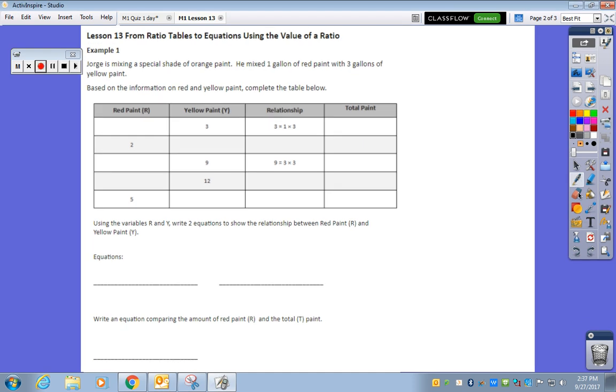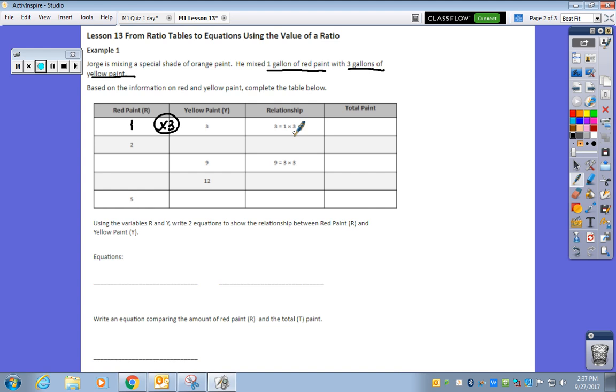So if we read back up into the problem, we see it's 1 gallon of red paint, 3 gallons of yellow paint. So looking at the table, we can see under red paint, we would put 1, since under yellow paint, we have 3. Now the connection here is that to get from red paint to yellow paint, we took the 1 and multiplied it by 3. And you can see that right here under the relationship. This 3 for yellow paint is equal to the 1 red times 3.